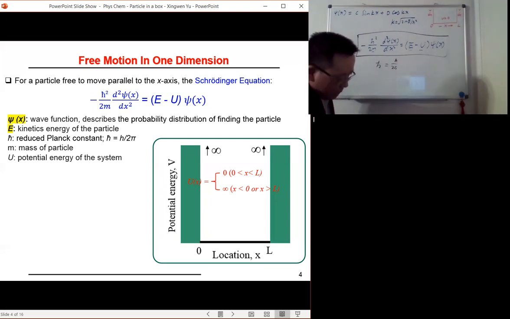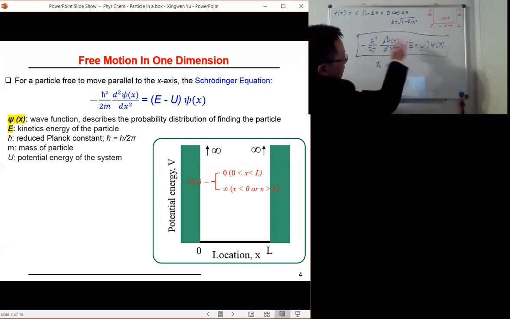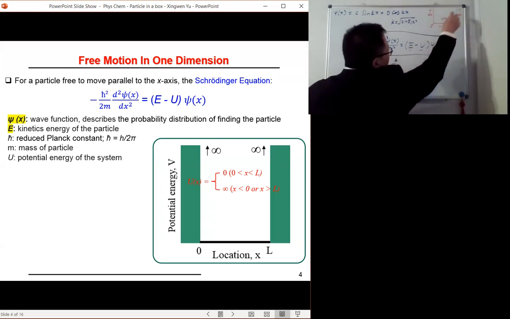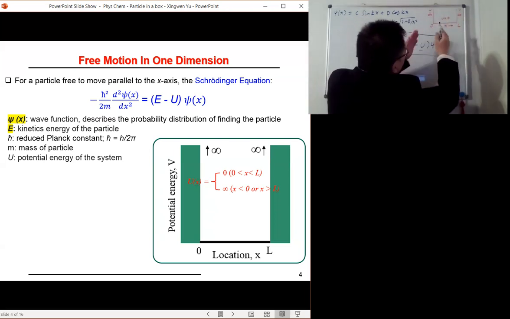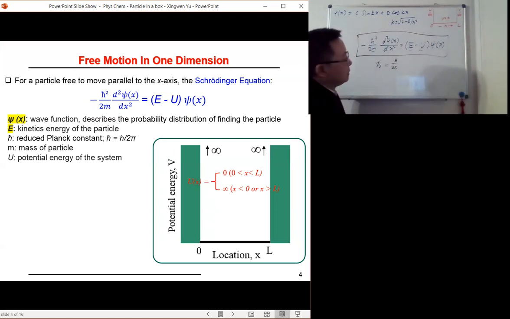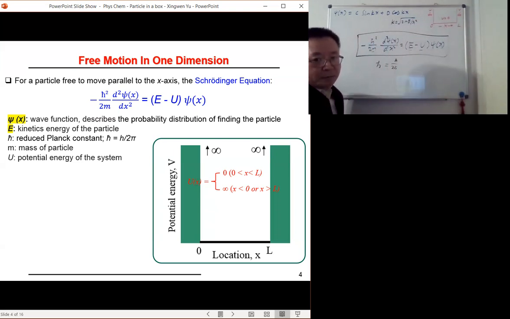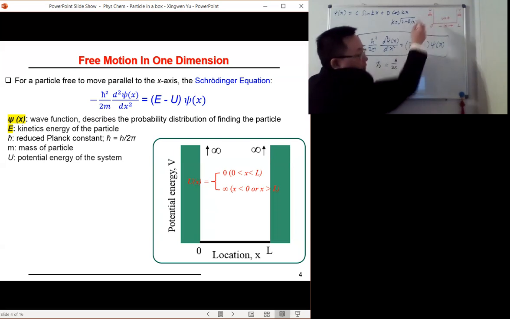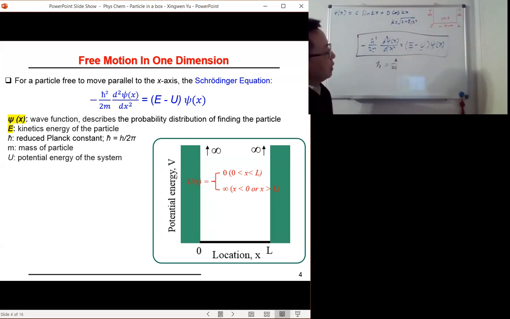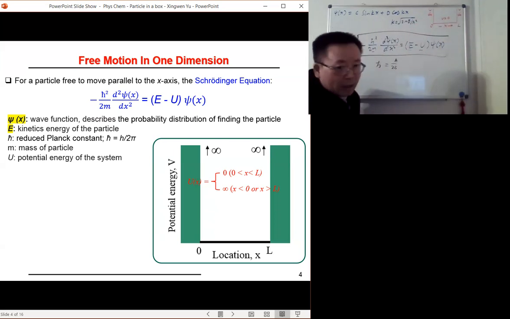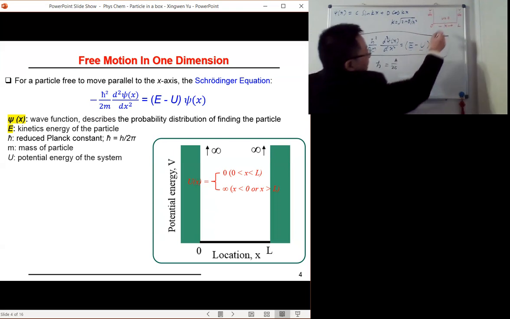Now we are going to further simplify this Schrödinger equation with our model, particle in a box. For a particle in a box, on the wall of the box or outside of the box, meaning outside of the one-dimensional space, the potential energy U is infinity. Inside the box, or within the one-dimensional domain, the potential energy is 0.